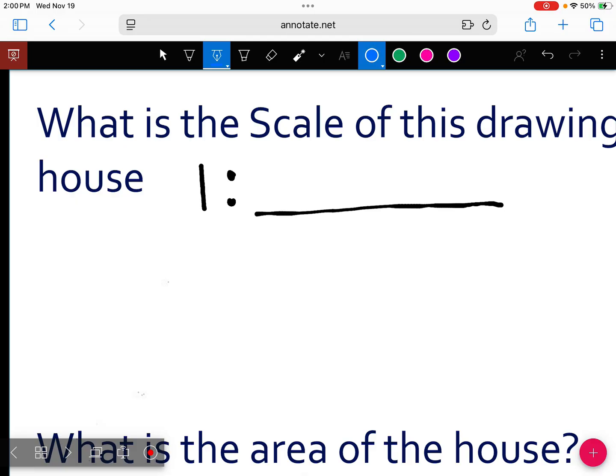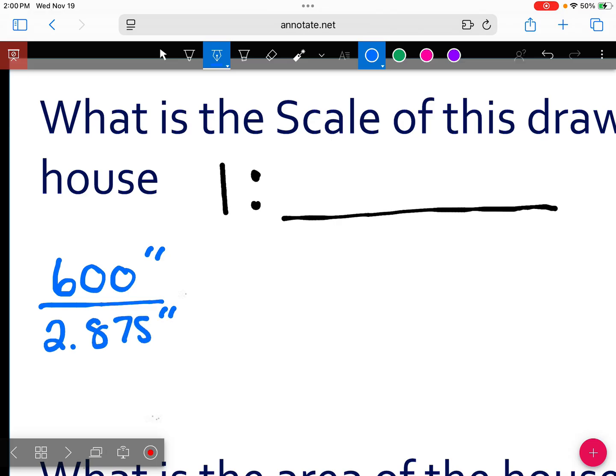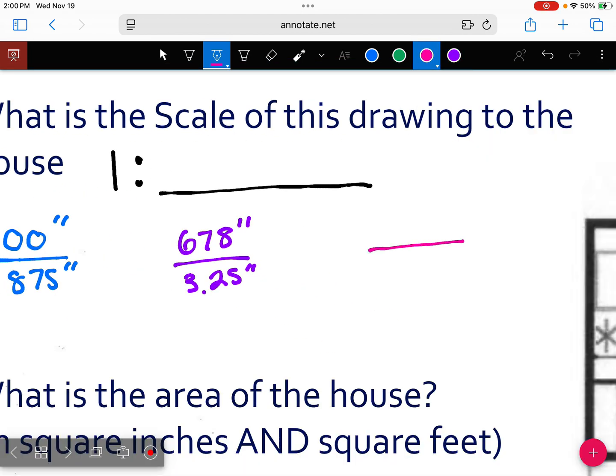what we're going to do is take the information we have. We know that our 600 inches in real life was related to our 2.875 inches on the drawing. We know our 678 inches in real life is related to our 3 1/4, 3.25 inches on the drawing. I want to know what number of inches in real life relates to 1 inch on our drawing.